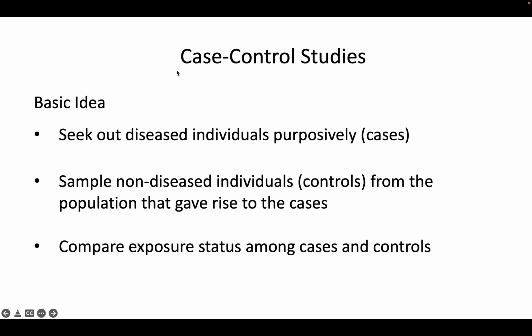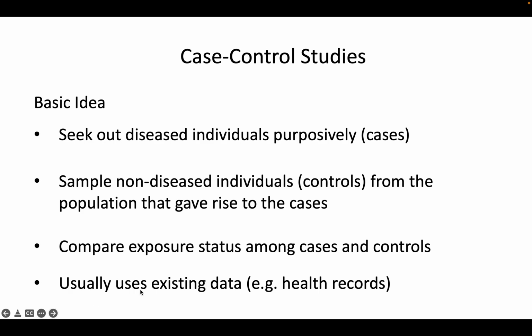A big way that this differs from a cohort study, at least from a prospective cohort study, is that it's usually using health records. It's usually either finding people's disease records and then asking them about their exposure in the past, or not really interacting with people at all and using the records to find both their disease status and their exposure status.